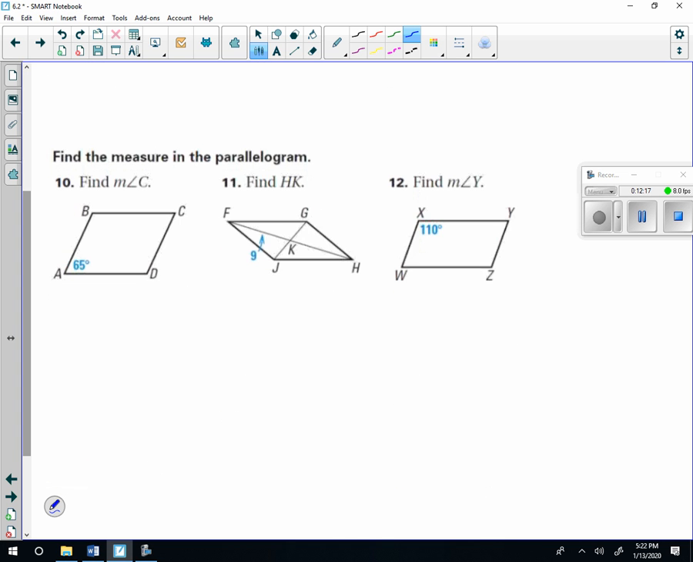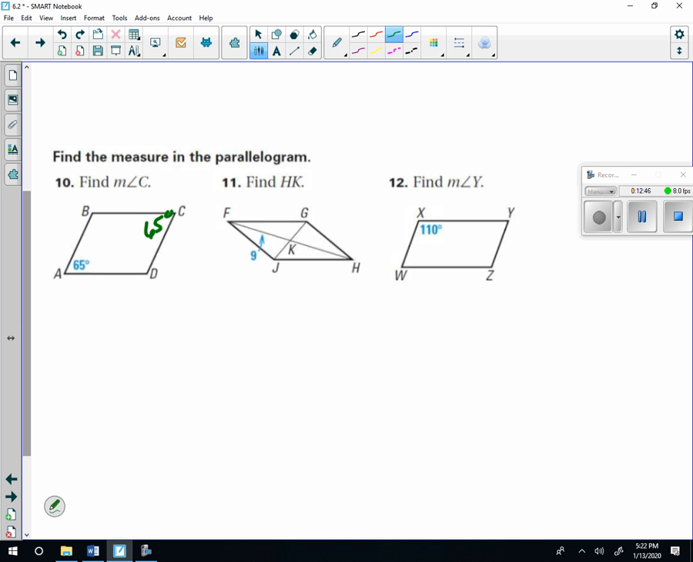Moving on to the next set of questions, the directions read: find the measure in the parallelogram. Number 10 says find the measure of angle C. Well, if the measure of angle A is 65 degrees, then the measure of angle BCD has to also be 65 degrees. So the answer there is 65 degrees. And why? Because opposite angles in a parallelogram are congruent.